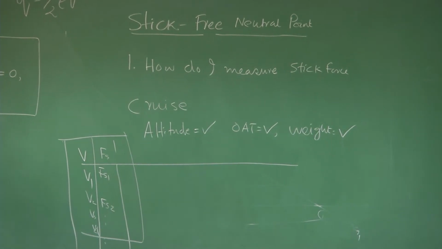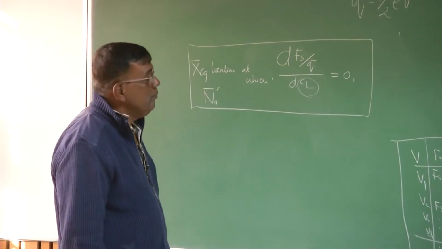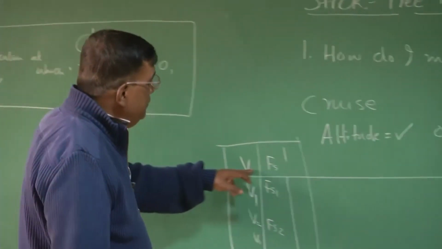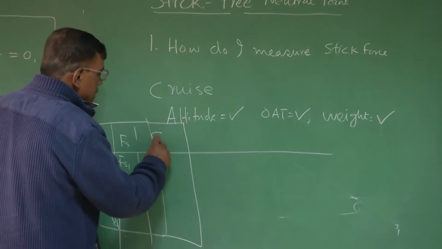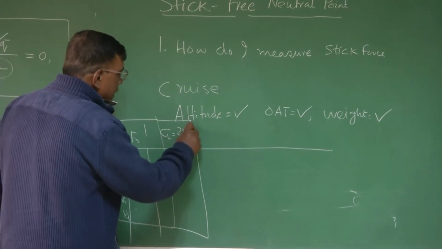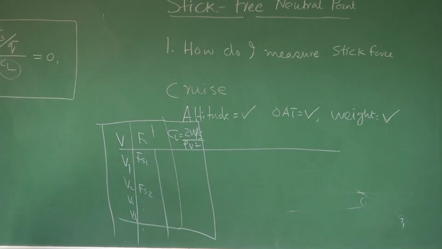So you know the fuel consumption rate, so you can find out the average weight. That is your choice. So once you have this V and Fs, you can easily calculate what is CL. CL will be 2W by S by rho V square. Correct? No issues because you are cruising.